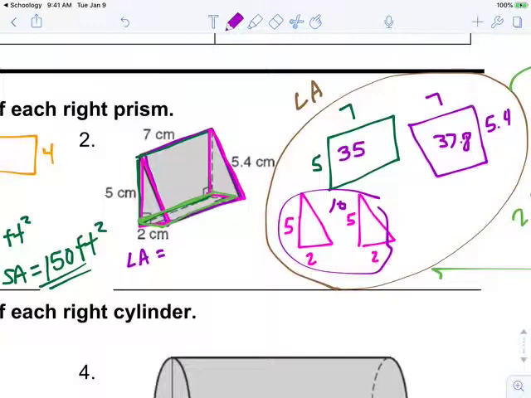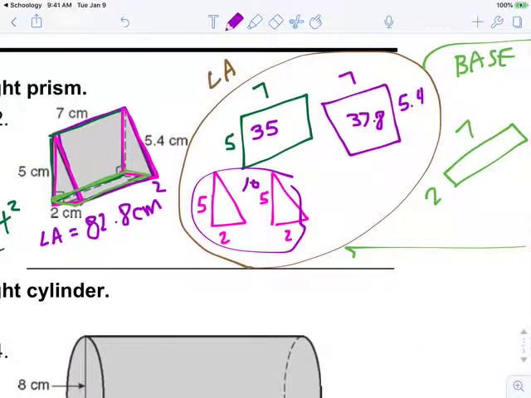Let's add these together. 37.8 plus 35 plus 10. What'd you get? Is anybody calculating? 82.8? 82.8. Don't forget the units. Centimeter squared.